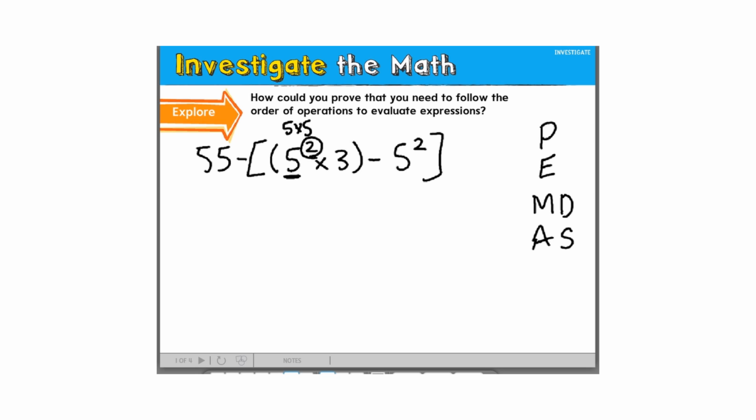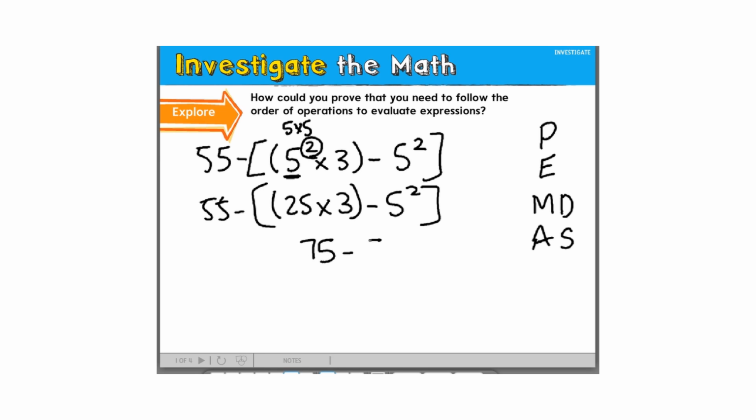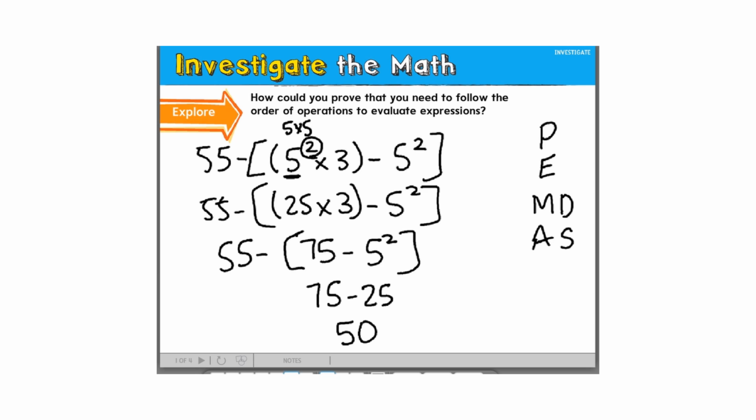That's what an exponent is from way back when. So 5 times 5 is actually 25. So really what this means is 25 times 3. I'm just rewriting it as I solve pieces of it. So now I'm going to finish up the parentheses. Now it's 25 times 3, which is 75, minus 5 to the second power. And we already said 5 to the second power was 25, because that's the same number again. So now we're doing 75 minus 25, which is 50, right?